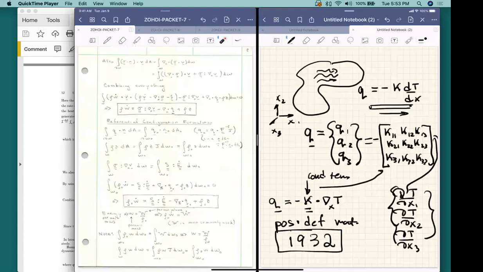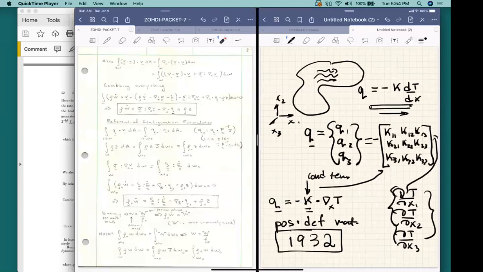So that's not a trivial thing to prove. In fact, that the K is positive definite and that the K also happens to be symmetric, Lars Onsager, 1932. So not an easy thing to prove and not an easy thing to experimentally measure for many different materials.